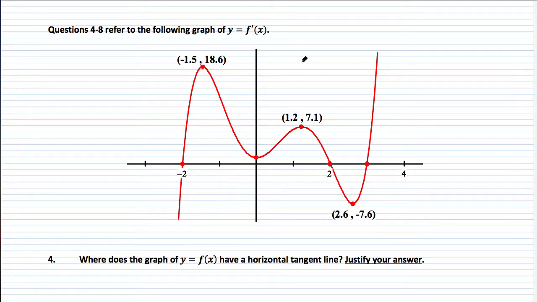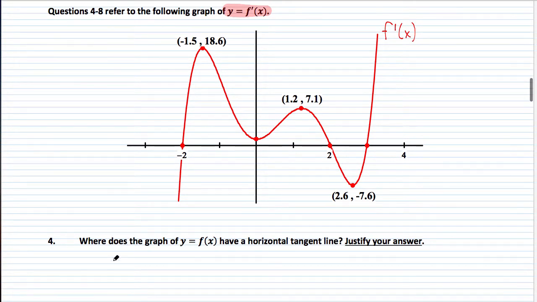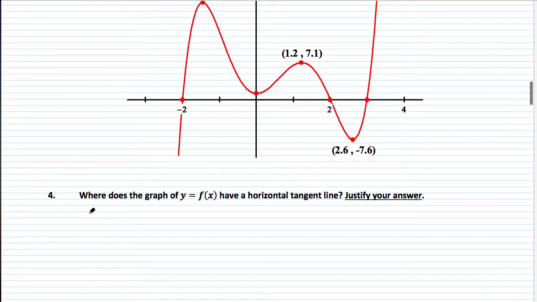So questions 4 through 8 focus on this graph here. This graph is given to be a graph of f prime of x. So this is the derivative of some function. So what does this graph tell us? Well, to begin with, it asks where does the graph of our function, so this is f of x, not f prime of x, have a horizontal tangent line? Well, a horizontal tangent line exists whenever f of x has a slope of 0.